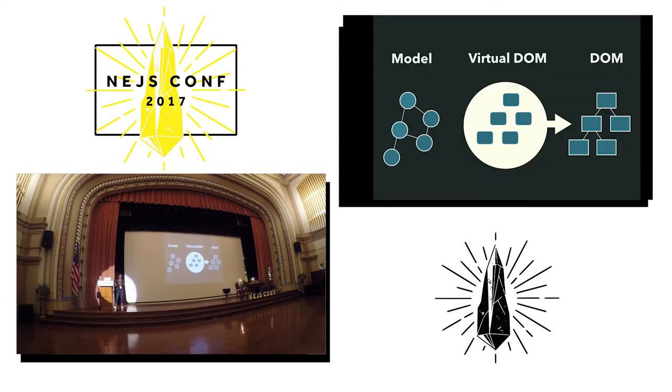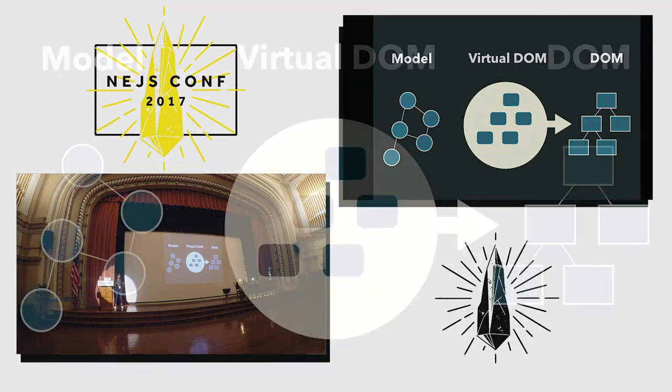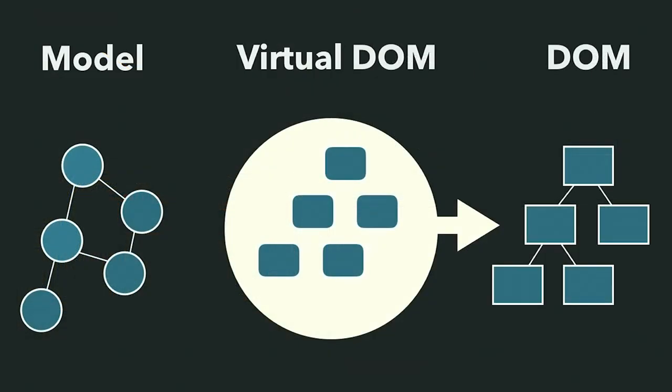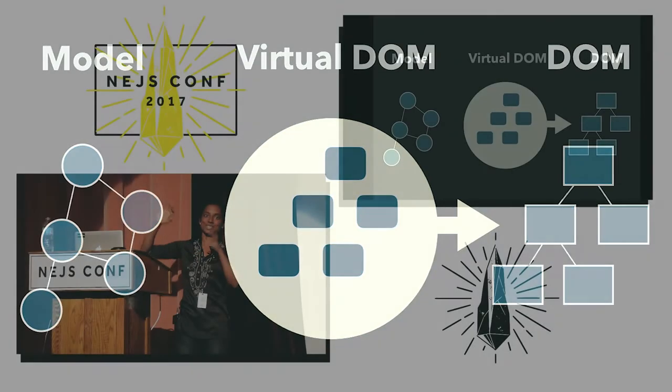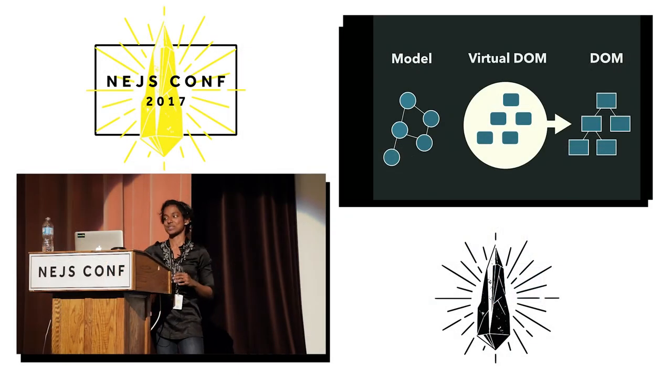So the virtual DOM is purely an abstraction. We talked a little bit about the DOM. A virtual DOM is just a layer on top of the DOM. So if you think of the DOM as a bunch of JavaScript objects, that's pretty much it. There's not much more to it.